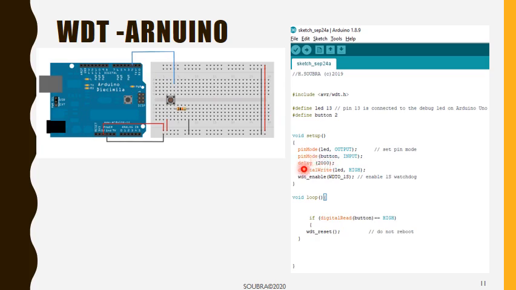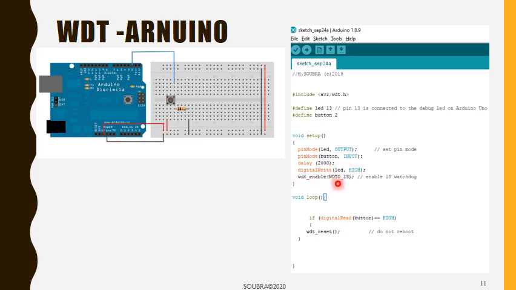And the last thing that I'm doing in my setup, I decided to turn on my LED. So I'm writing digitally to my LED high. I'm driving it high, so I'm going to turn it on. So, making my LED output, my button an input, waiting for 2 seconds, and then turning it on.